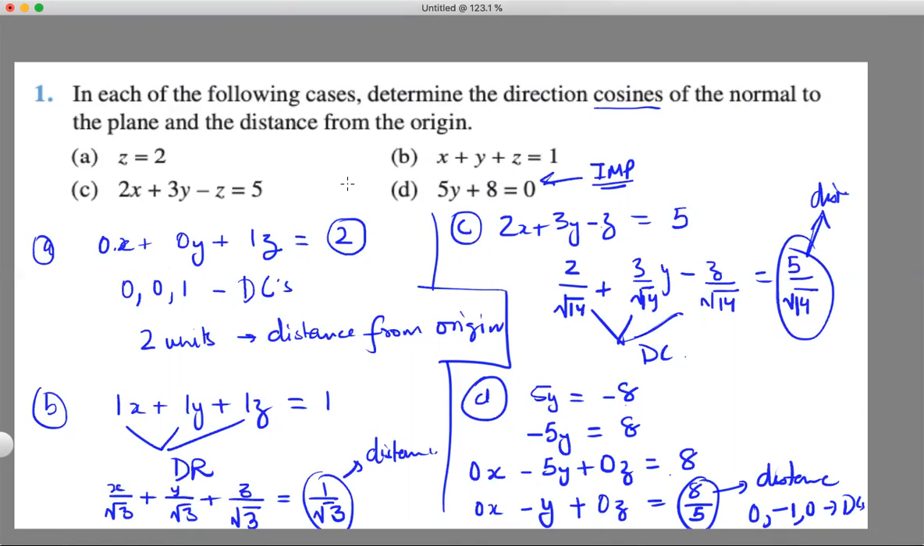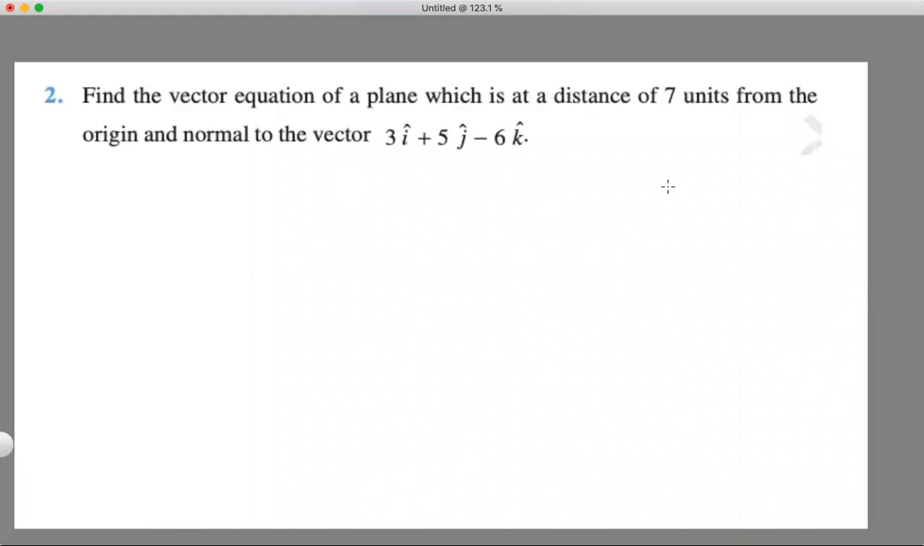Okay, find the vector equation of a plane which is at a distance of 7 units from the origin and the normal to the vector is this. Okay, so vector equation of a plane which is at a distance of 7 units, हमें d दिया हुआ है, from the origin and normal to the vector. Okay, this is some misprint in the book. It should be plane. Normal to the plane is this.